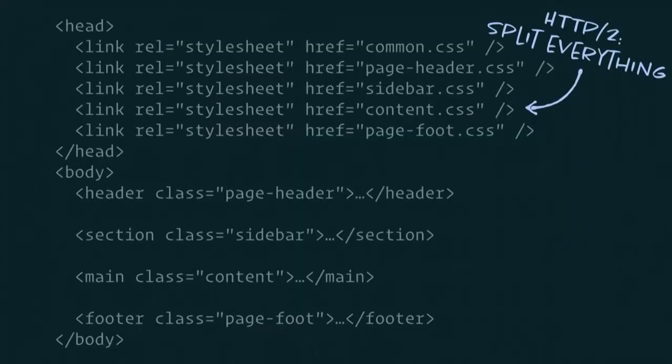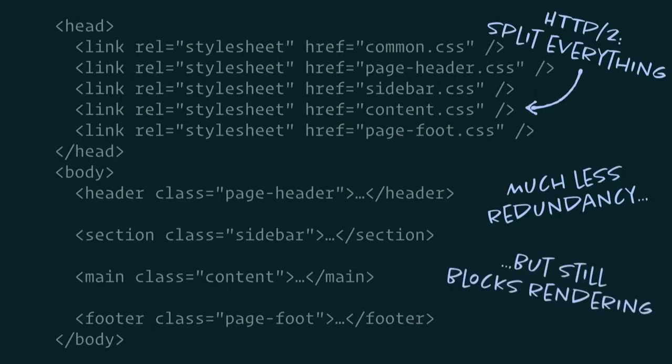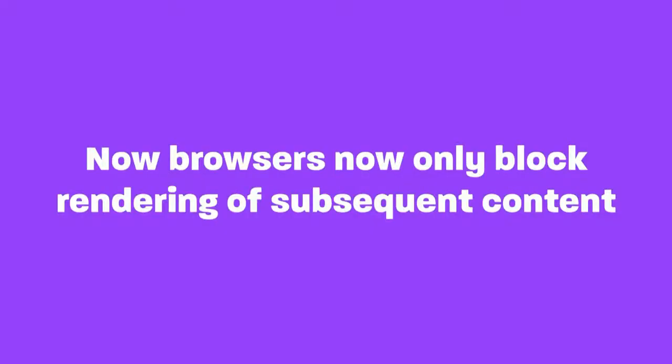So with HTTP 2, what we can do is split everything out. Instead of having one mega style sheet, we can start being a little more selective and start passing a little more appropriate payloads for the page. This solves the redundancy issue. We're loading about the correct amount of CSS that we should be, but this still blocks rendering. The browser won't render any of the page until all of those style sheets have been retrieved. A browser is only as fast as the slowest style sheet.